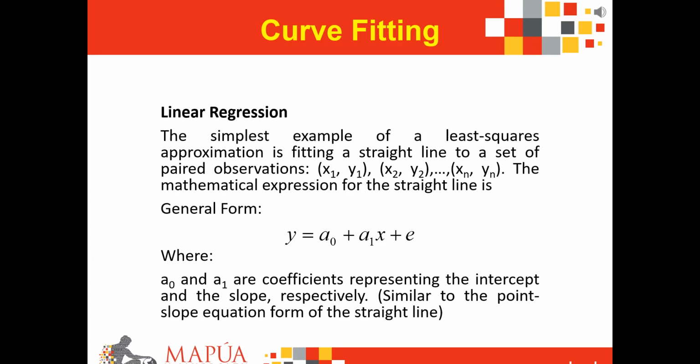This is similar to the equation of a line with the form y = mx + b, whereby b represents the intercept, which in this case is similar to your a0, and m represents the slope, which in this case is similar to a1.